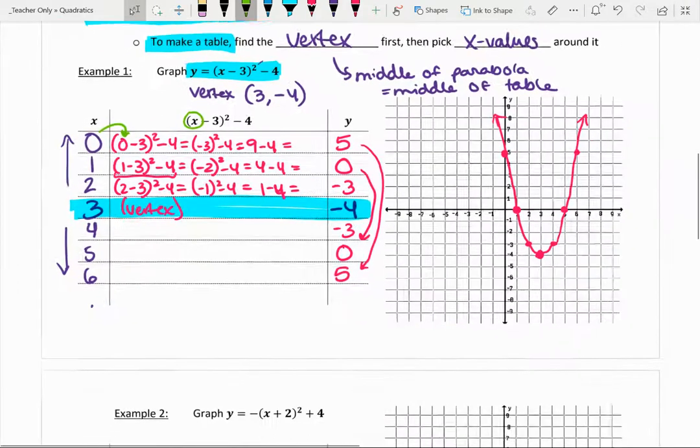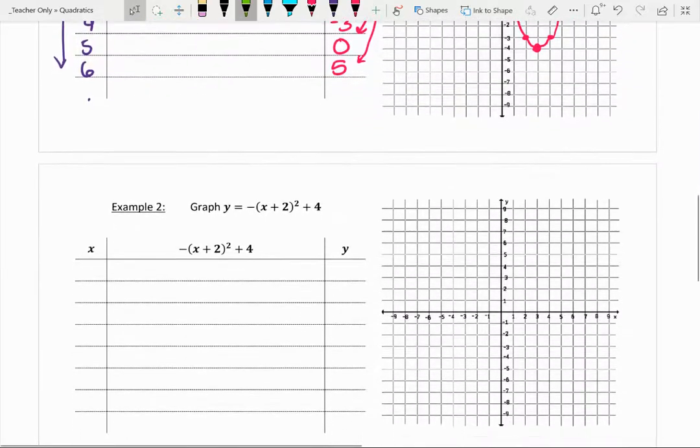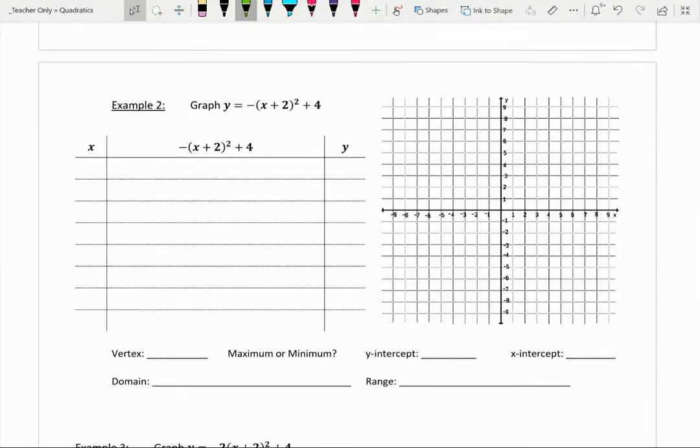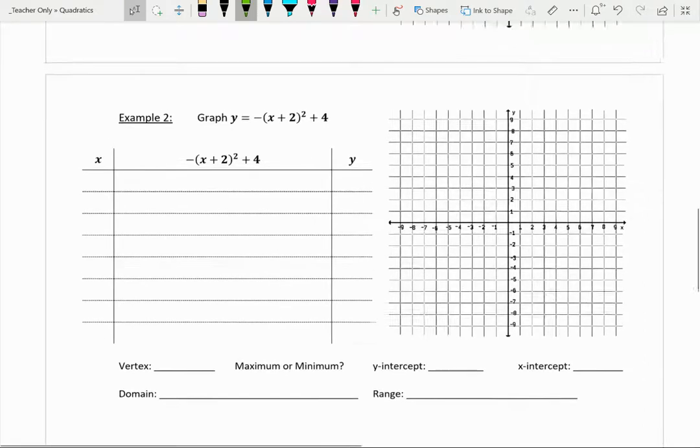So I have 2 more examples here. I think we only need to do maybe one example together, and then the third example, I'll have you do, and I'll have you check your answers with me.